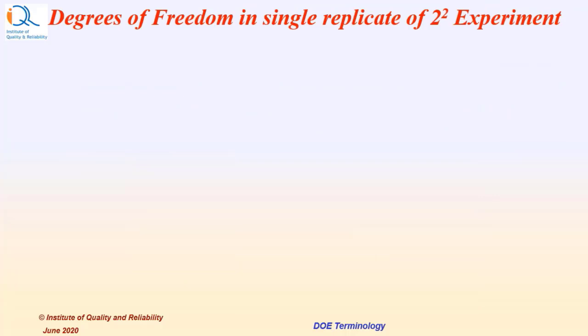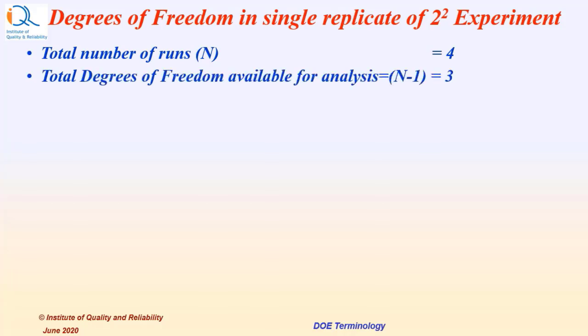Let us now understand degrees of freedom in single replicate of a 2 to the power 2 experiment. The total number of runs n is equal to 4. Therefore, the total degrees of freedom available for analysis is n minus 1, that is 3. Remember, these 3 degrees of freedom are available for analysis. Now let us see how these are utilized.